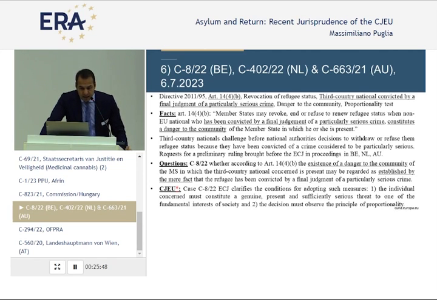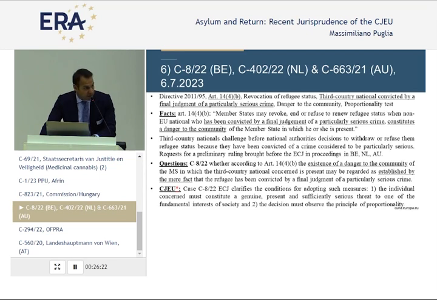In this case, there was a third country national convicted by final judgment of a particularly serious crime. The court has to clarify in which conditions we are facing such a situation. Let's have a look at what Article 14, paragraph 4 provides. Member states may revoke and refuse to renew refugee status where a non-EU national who has been convicted by a final judgment of a particularly serious crime constitutes a danger to the community of the member state in which he or she is present.